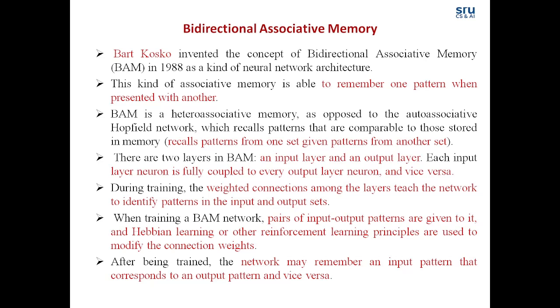When training a bidirectional associative network, pairs of output and input patterns are given to it, and Hebbian learning or other reinforcement learning principles are used to modify the connection weights. After being trained, the network may recall an input pattern that corresponds to an output pattern and vice versa.